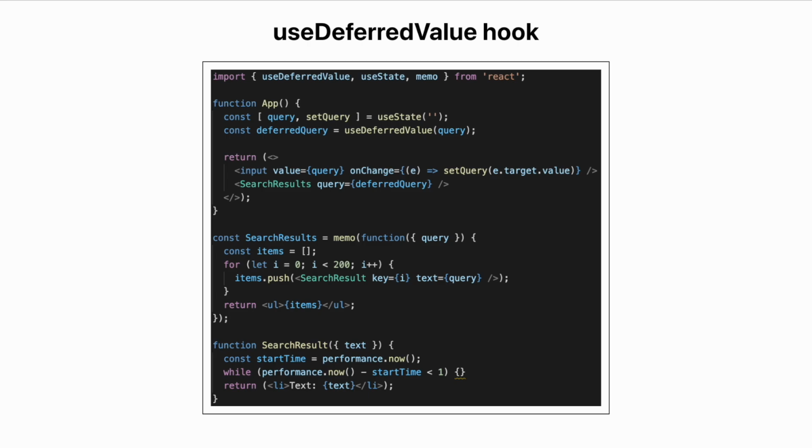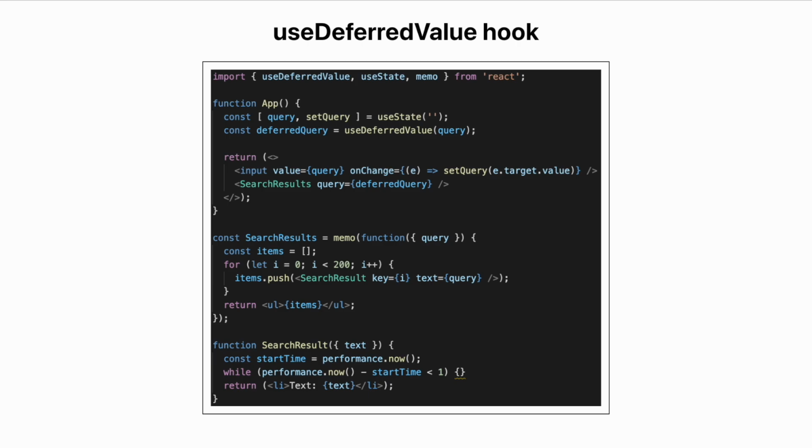As a user types a character in the input field, it is updated immediately in the query state variable, but in the deferredQuery variable, the new value is updated only after the SearchResults component is ready to be shown with the new value. Also, this useDeferredValue is interruptible. So if a new value arrives while a component with the old value is rendered, the background process is cancelled and the render is restarted with the new value.